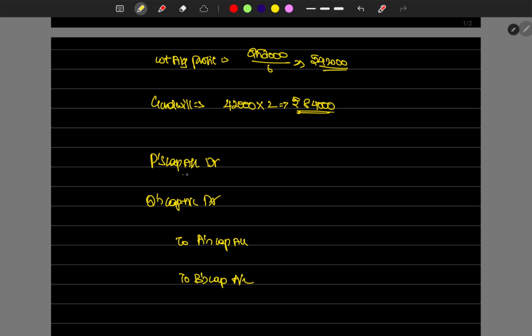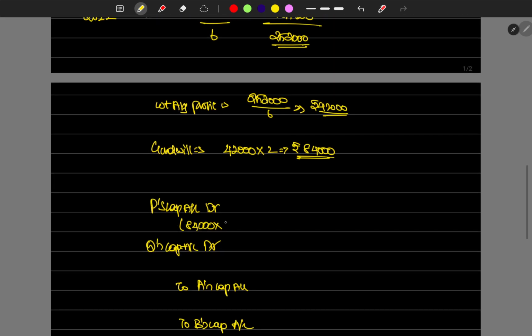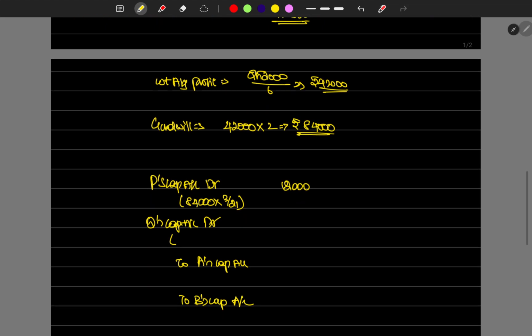So how to calculate P's share of goodwill? 84,000 into 3 by 21, which is 12,000, is the share of P. Okay, what's the share of Q? Q is also the same, 84,000 into 3 by 21. 12,000 worth of goodwill is going to be paid by Q.